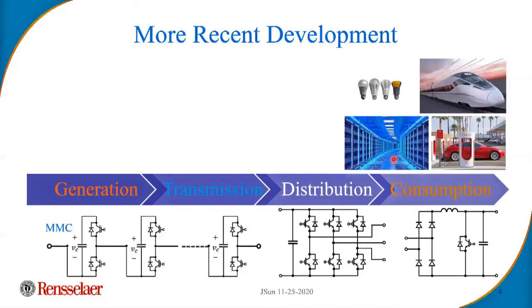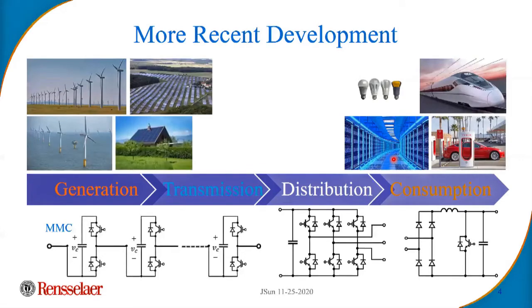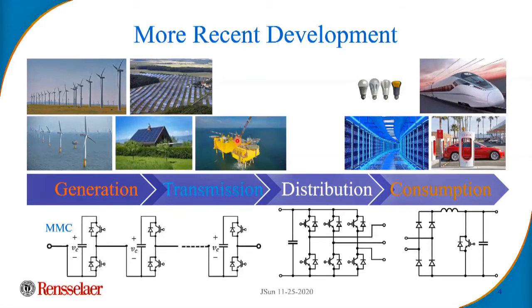But I would argue that the more exciting, more fundamental change in the last few years is the larger scale renewables. So you see pictures of offshore wind, onshore wind, rooftop PV, onshore PV farms. And because typically the best renewable resources are far away from load centers, the transmission system also has to be expanded and further developed to support them. And for offshore wind and some other applications, HVDC transmission is the only option.